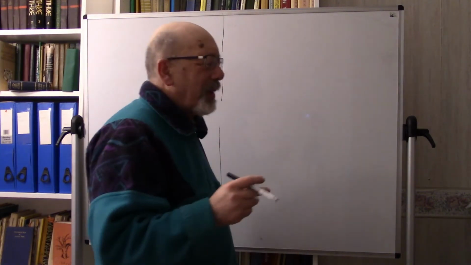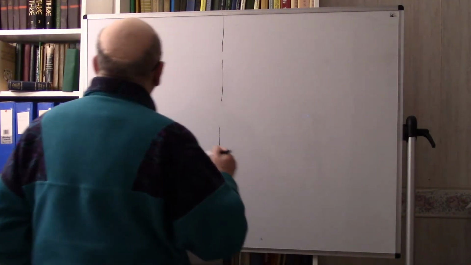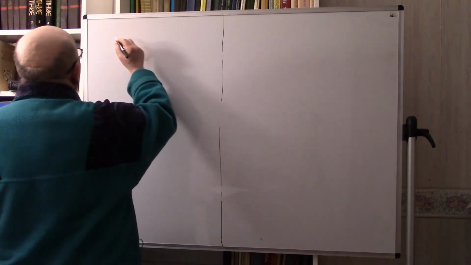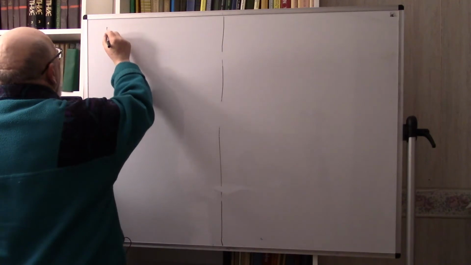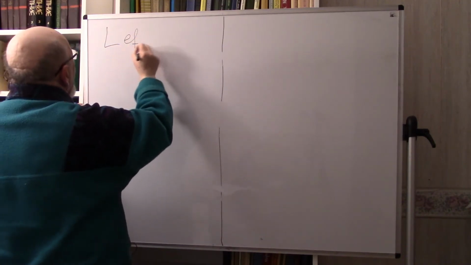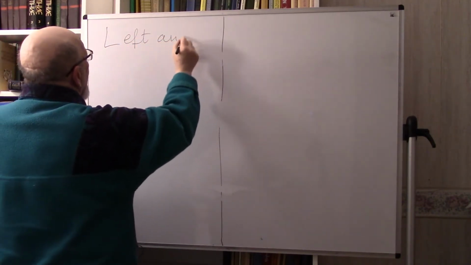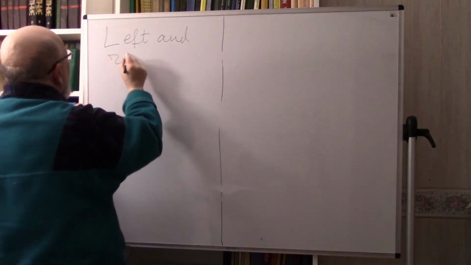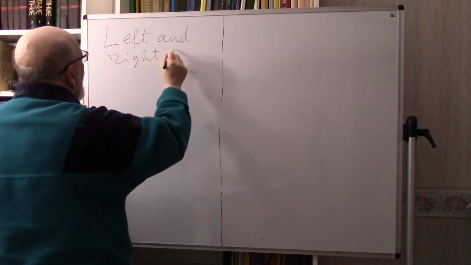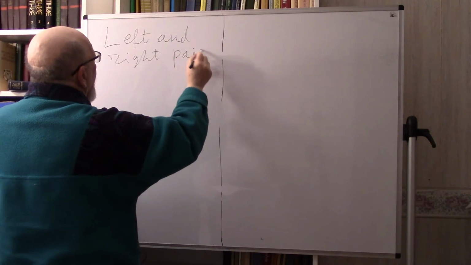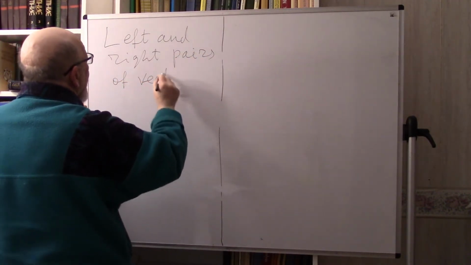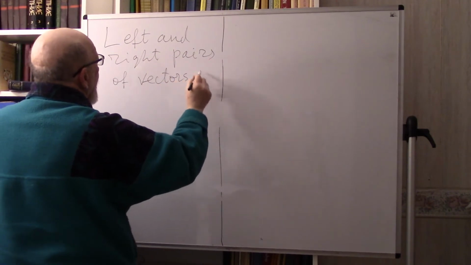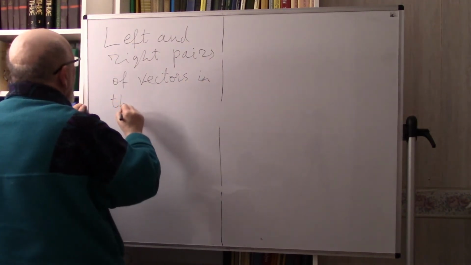Consider vectors in the plane, and consider a pair of vectors A and B. First, I define what are left and right pairs of vectors in the plane.